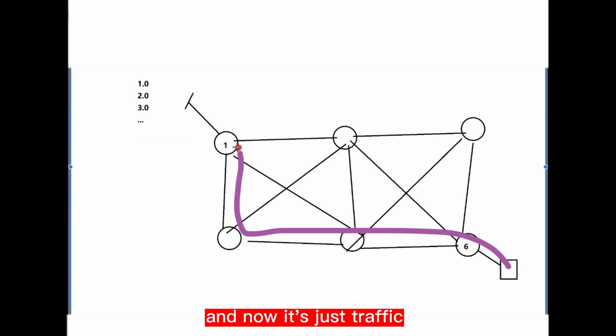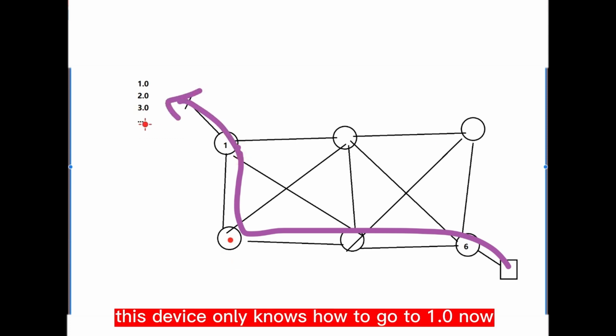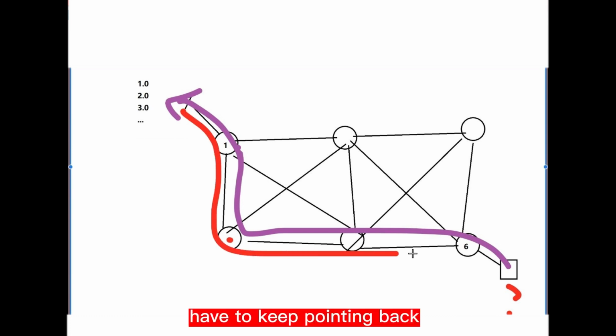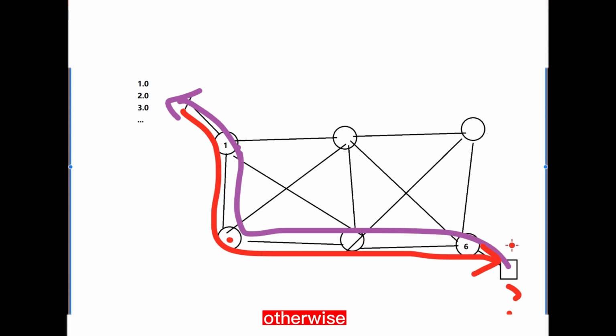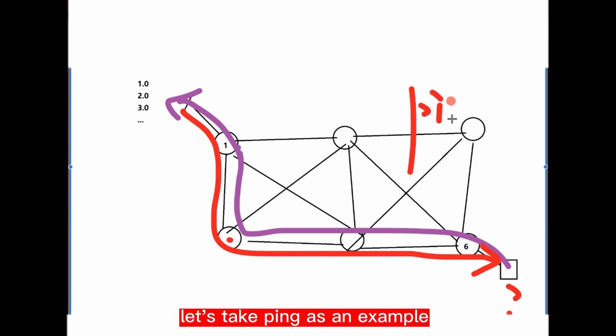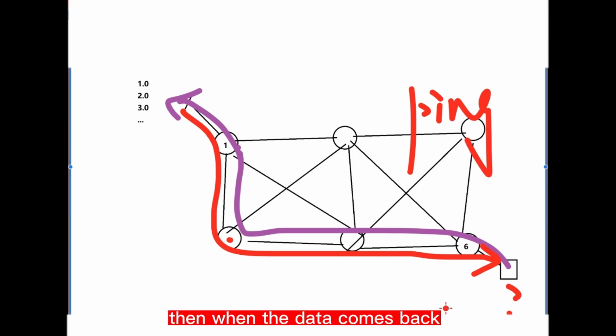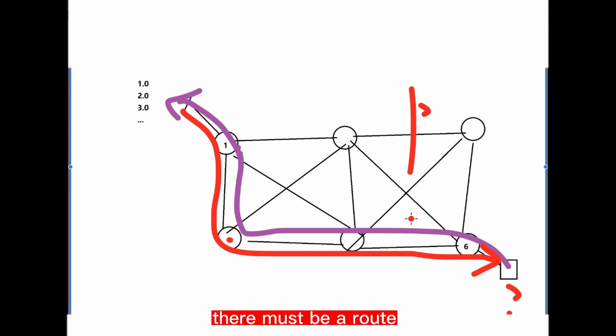And now it's just the outbound traffic. Finally the data has to be returned. This device only knows how to go to 1.0 now, but it doesn't know how to get to the PC. So in the end this traffic has to keep pointing back through all the equipment along the way. Two-way routing must exist, otherwise the traffic will not pass. Let's take ping as an example. Data goes back and forth. Then when the data comes back, there must be a route.